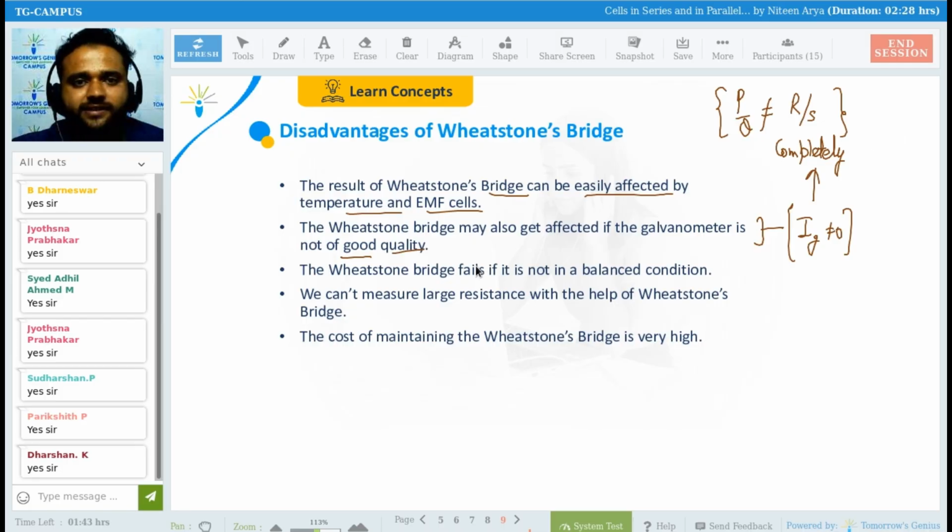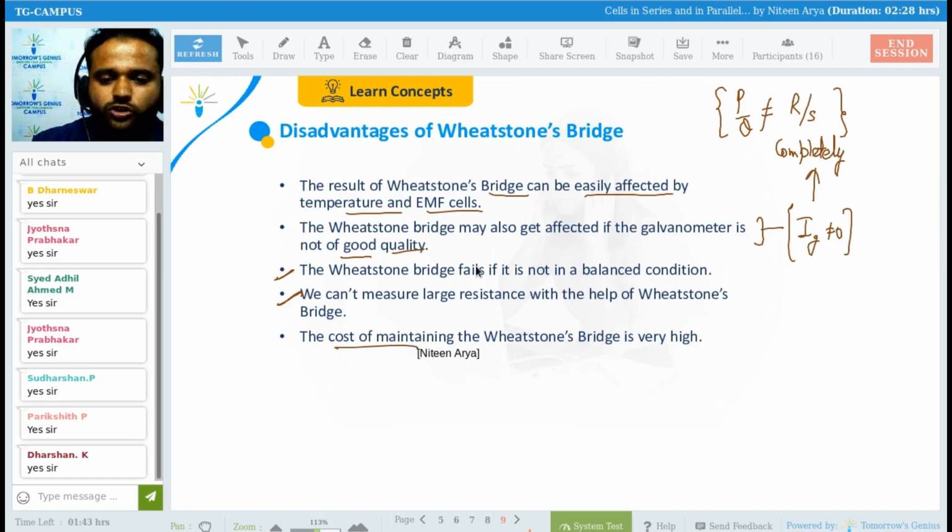Meanwhile, tell me the temperature and resistance relation. The Wheatstone bridge fails if it is not in balance condition. Obviously, there is no use going through anything if it is not a balance condition. Again, important one: we can't measure large resistance with the help of a Wheatstone bridge. If resistances are in the order of 10 ohm, 50 ohm, we can find that. But if it is in the kilo ohm range, then the current in the milli range is going to pass through, so this condition is not going to be fulfilled and we cannot use it.